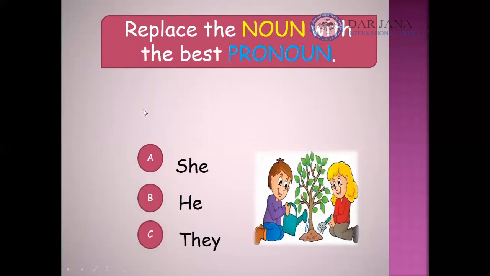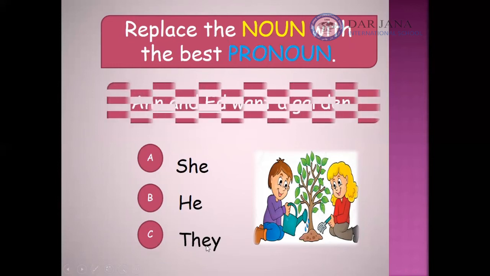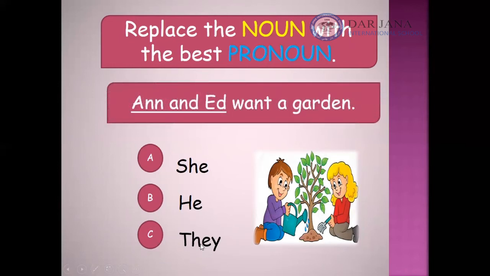Replace the noun with the best pronoun. She for a girl, he for a boy, and they for more than one. Okay. It can be more than one thing, more than one animal, more than one person. Okay, so here we have Anne and Ed want a garden. Anne and Ed. She, he, or they? Yes, that's right. They want a garden because it's talking about more than one.